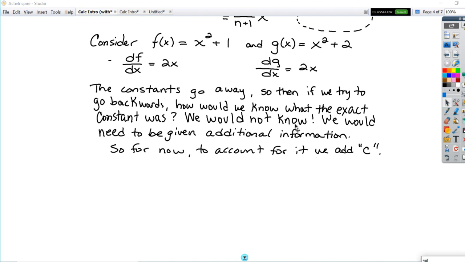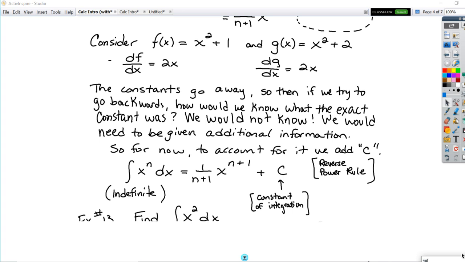You haven't ruled out all possibilities. There's still a range of functions that could exist with different constants tagged along. So for now, what we do to account for it is we add c as a constant.